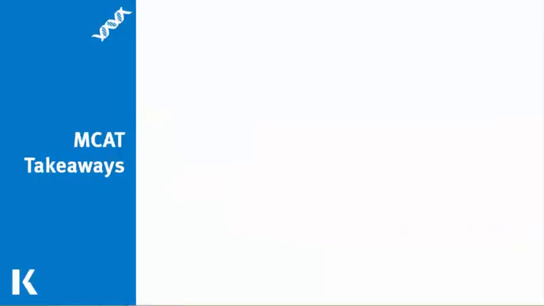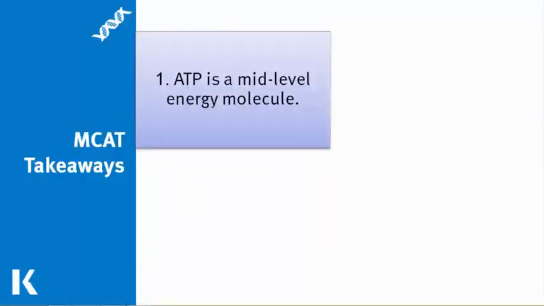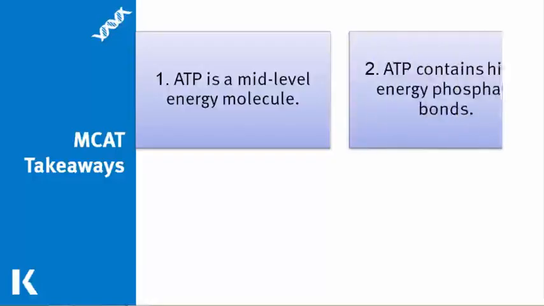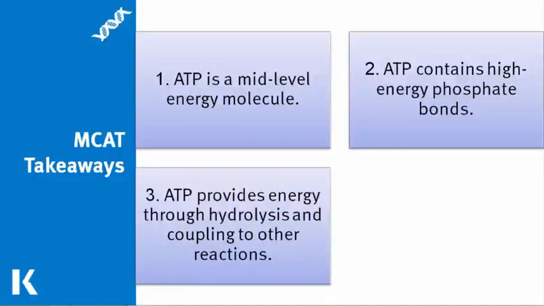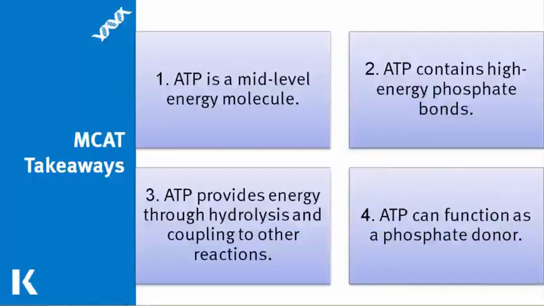So what's the most important info about the roles of ATP for the MCAT? Well, first just remember that the highest energy carrier is not always the best. Second, the reason that ATP can be an energy carrier is because of its high energy bonds. Also remember that ATP can be used not just to directly provide energy, but to couple and make reactions that are unfavorable more favorable. And lastly, remember that phosphates can also be donated as a way of controlling enzymes or proteins.